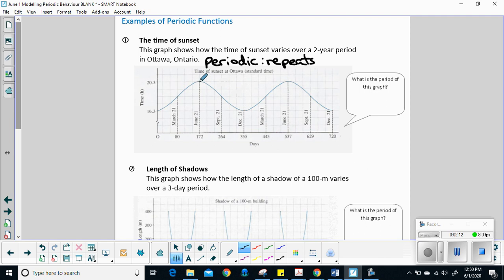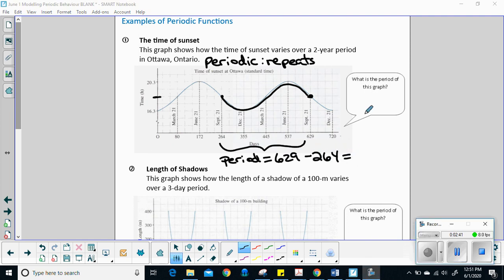So if I go from here, there's a full cycle up and around, and then it ends there. So they're both at the same y-axis point. So for the period, I would say 629 minus 264. So what does that equal? That's 365.